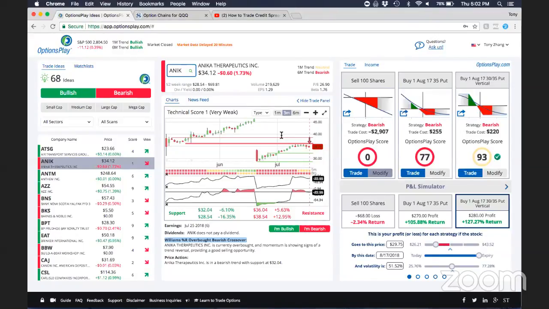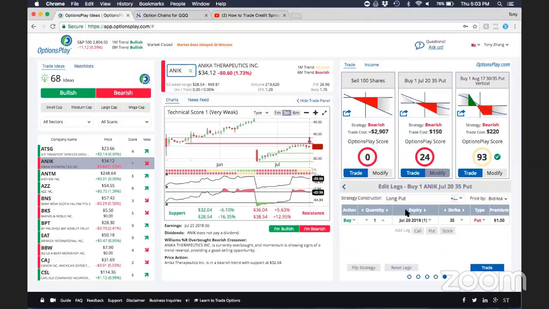Anthony's asking why not use weeklies. You absolutely can use weeklies, and that's exactly what I'm saying, you should. The 2 to 5 week options are generally the sweet spot when you're selling credit spreads. So anywhere from this July, maybe this is not the right stock. Let's go back to QQQs. Sorry.